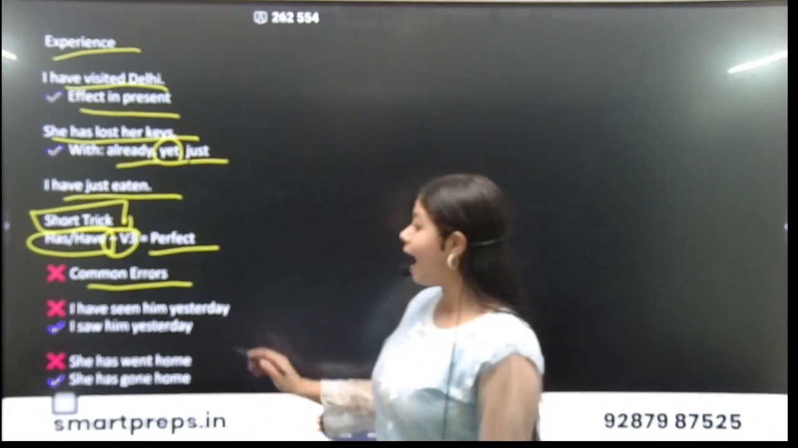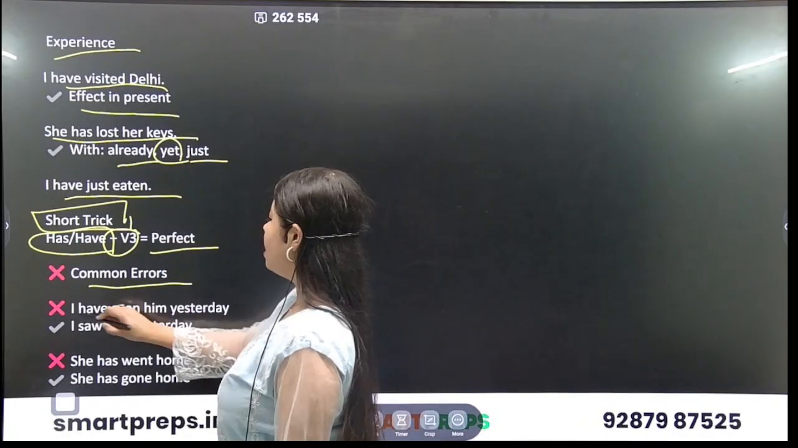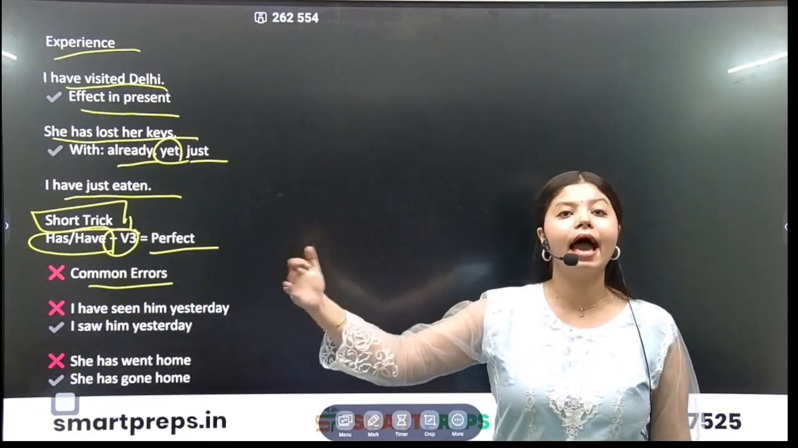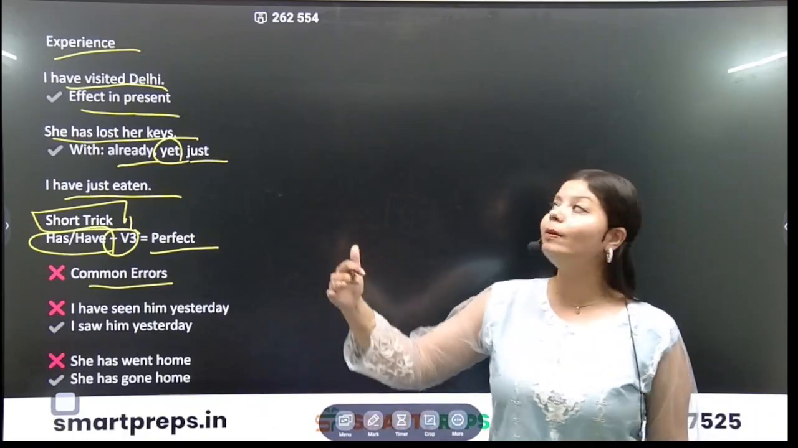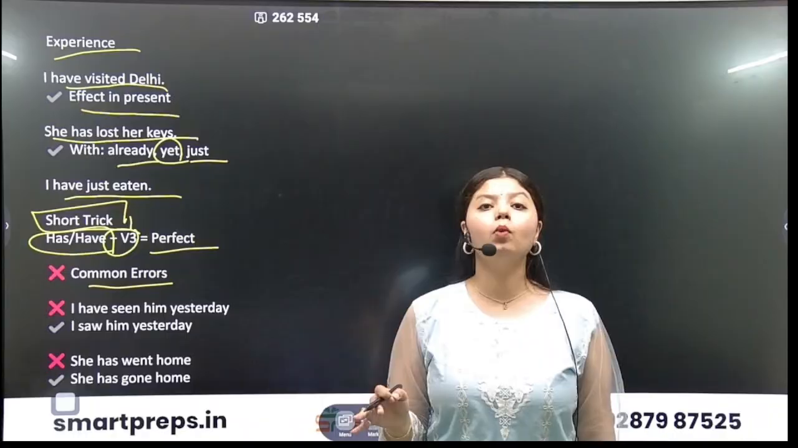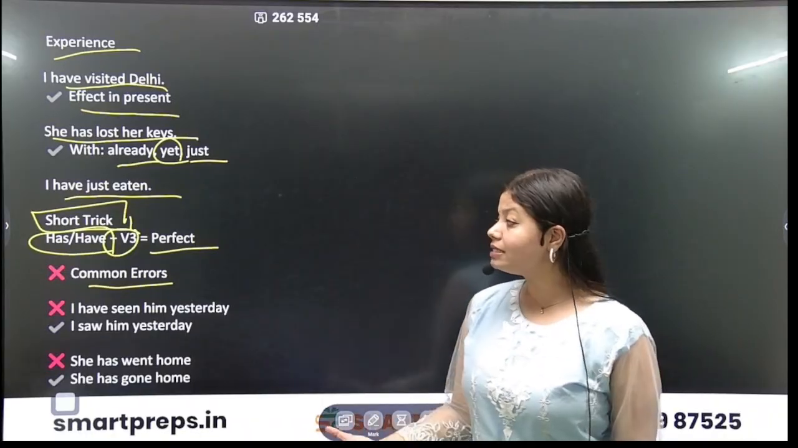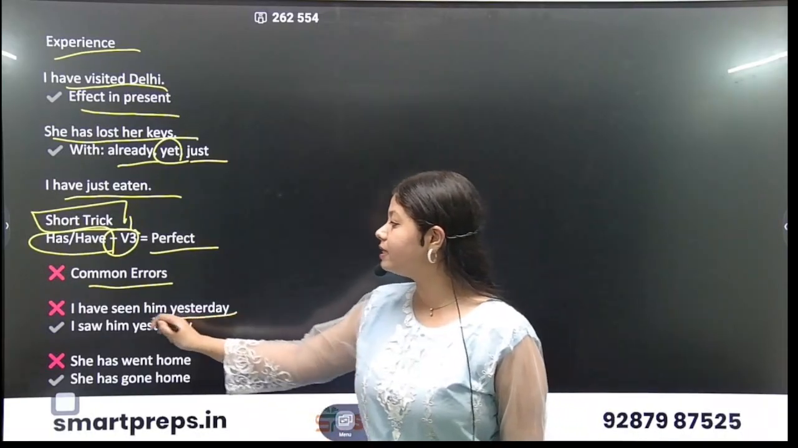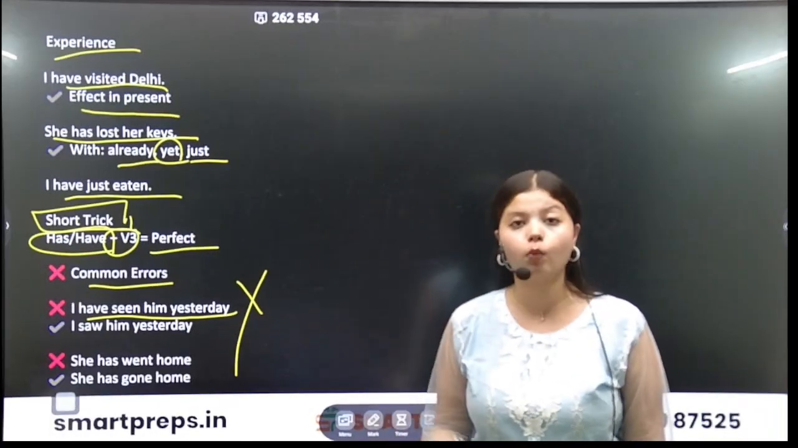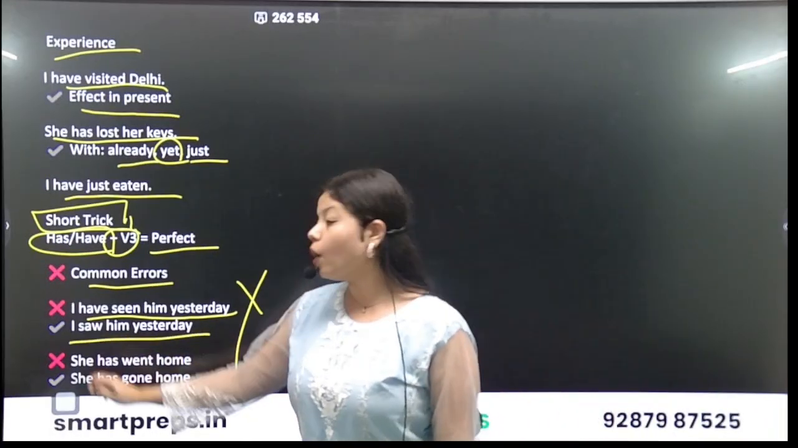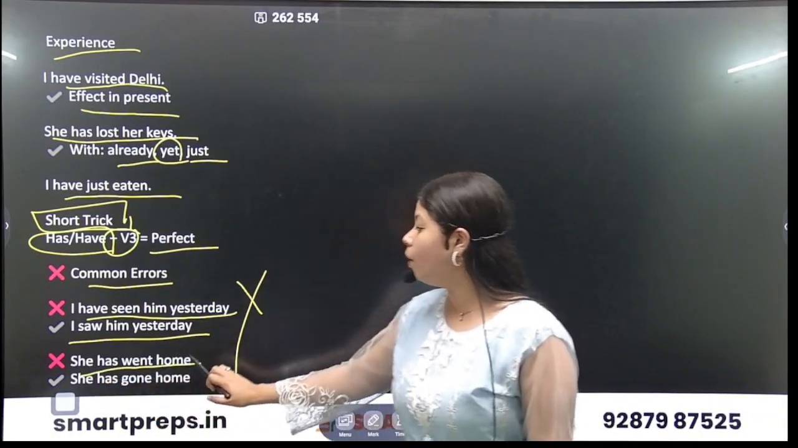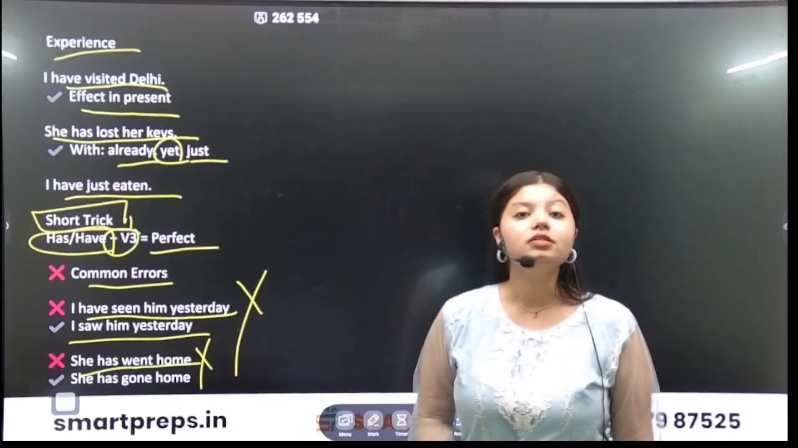For example, "I have seen him yesterday." Now since I told you in the short trick that whenever there is has or have in the sentence, that will be what? Present perfect tense. But you have to check the grammatical usage. Now, "I have seen him yesterday" is a wrong statement, because we simply say what? We simply say "I saw him yesterday." Okay, next, "she has went home" is also the wrong structure.